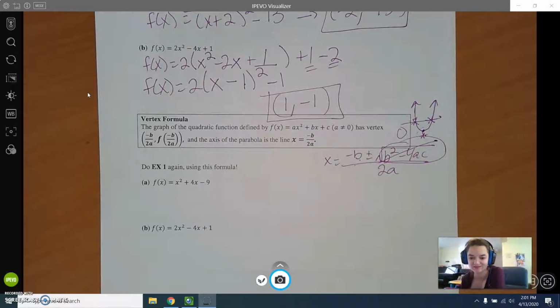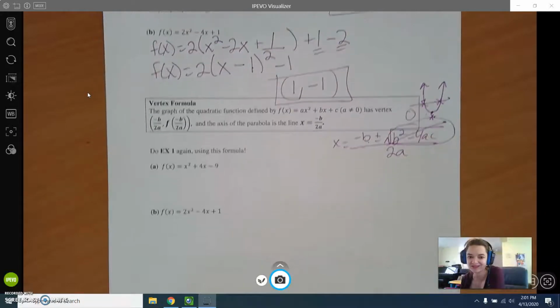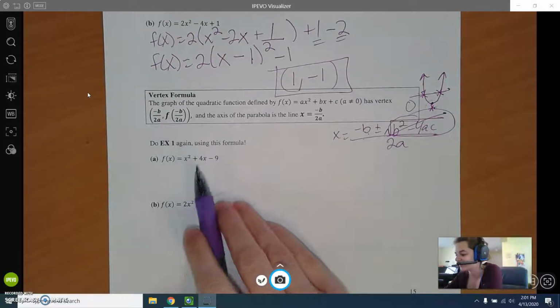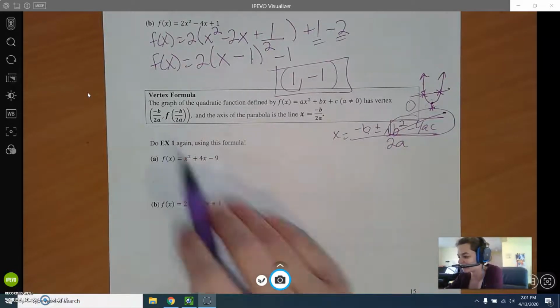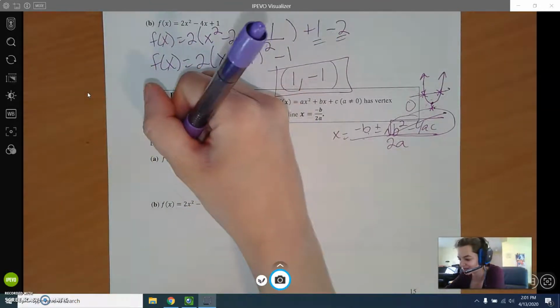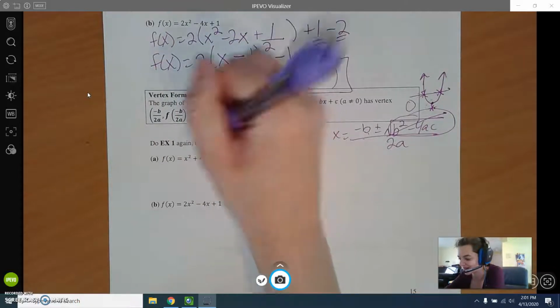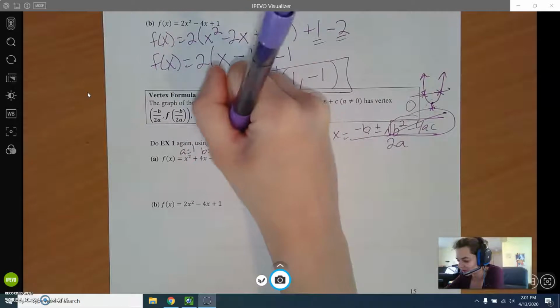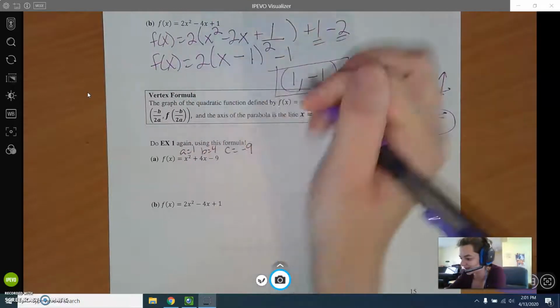You ready? Great. I have the exact same problems as example 1, so you guys can really see they both work, okay? But this is a lot faster if you remember it. So just a quick refresher. We've got f of x equals x squared plus 4x minus 9. Our a value would be 1, our b value is 4, and our c value is -9.